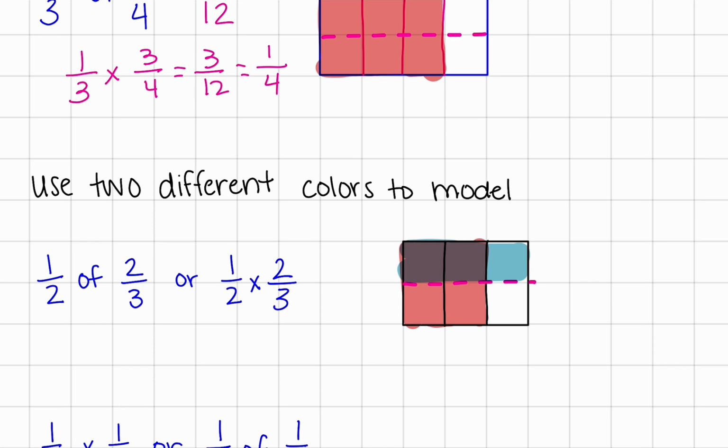And what fraction of the model has both red and blue? We're looking at 2/6. So we can see that our model is broken up into 6 parts, but only 2 of those parts have both red and blue. So 1/2 times 2/3, we can multiply the numerators, which is 1 times 2, which is 2, and the denominators 2 and 3. 2 times 3 is 6.